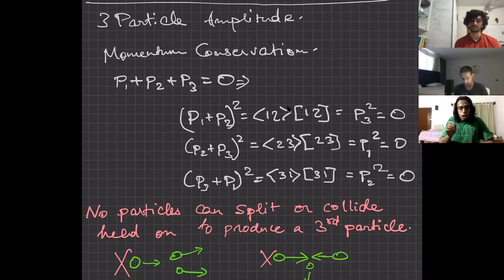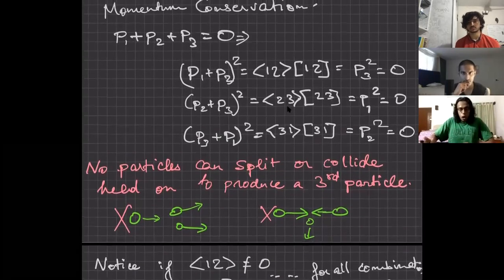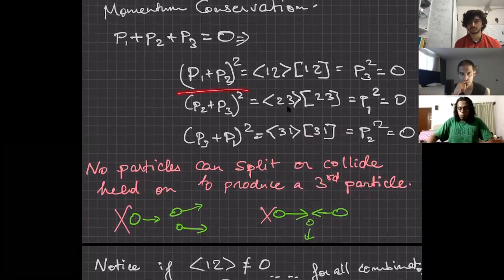So for three particles, remember these are massless particles, right? So for a three particle interaction, the sum of the momenta is 0. So you literally have momentum conservation between the three particles. So the sum of the three momenta is 0, and then you also have these relations, right? They correspond to your Mandelstam variables, where this is S, T, U.